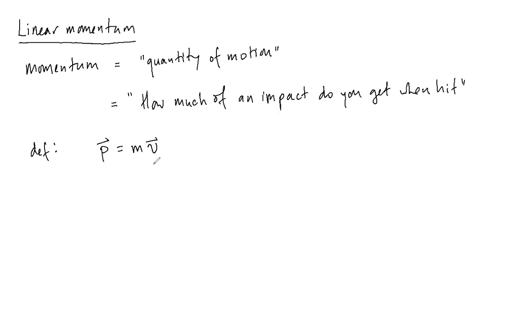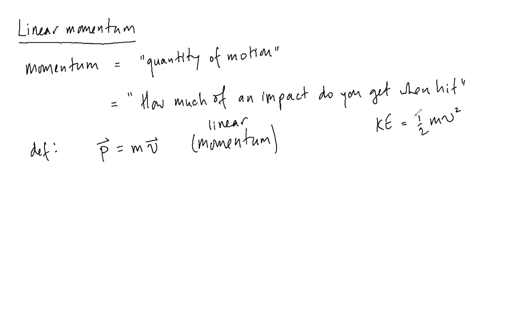Now this is to be distinguished from kinetic energy. This is momentum right here. To be more precise, this is actually linear momentum. Angular momentum is defined differently, but we won't worry about that right now. And kinetic energy, if you remember from the previous chapter, looks like this: 1/2 mv squared.